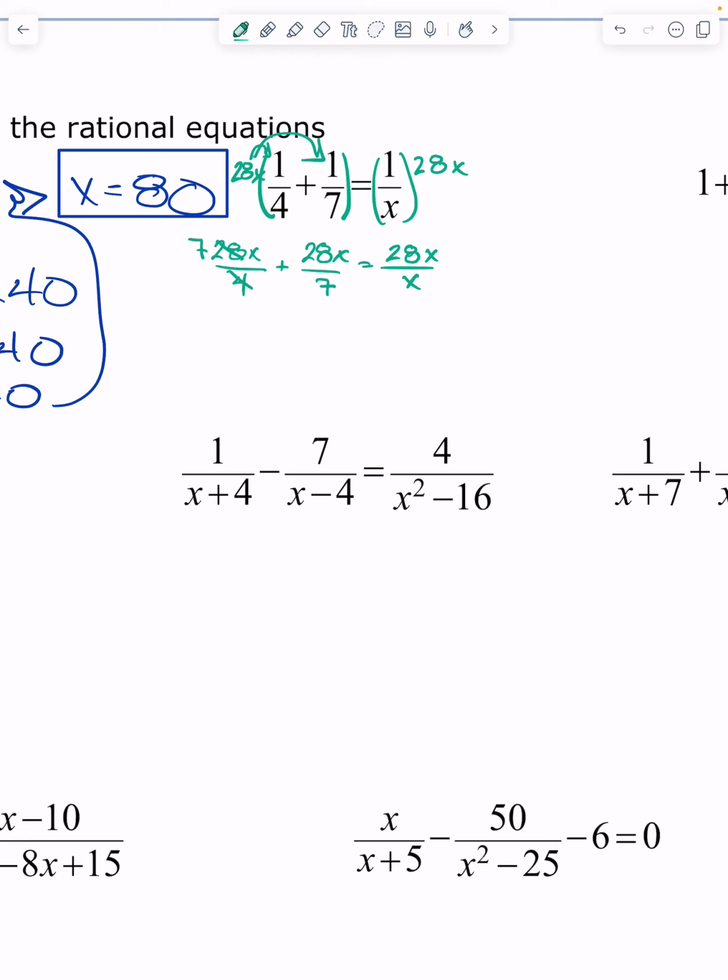I get the 4's cancel. I got the 7's canceling. I got the x's canceling. I got 11x equals 28. Divide both sides by 11. And x equals 28 over 11. I cannot reduce that. I'm going to leave it like that. Absolutely no reason to convert that to a decimal.